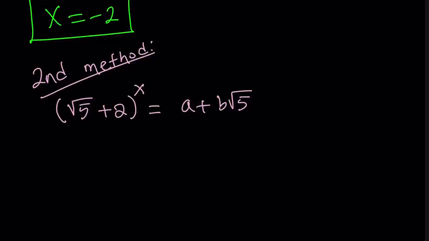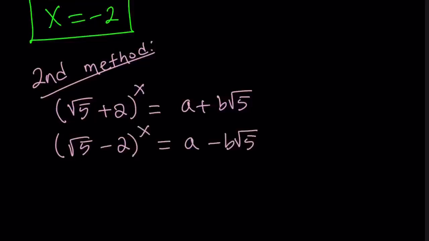So this implies that I can do the same thing with a minus sign, and then this time the coefficient of root 5 is just going to be negative b instead of b, because everything will be negated that has square root of 5 in it. Make sense? So we can go ahead and do the following.